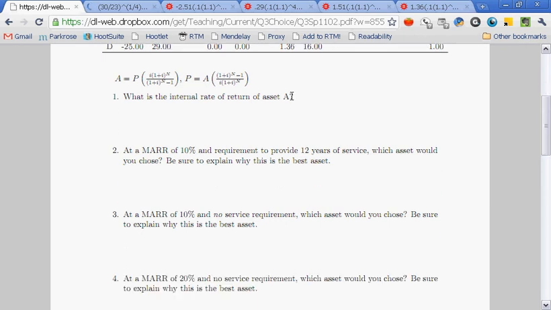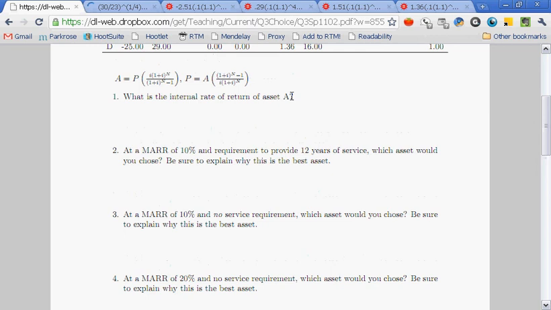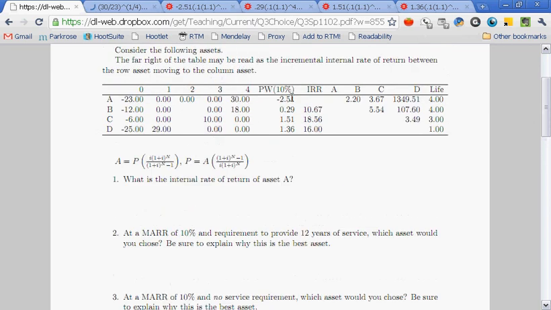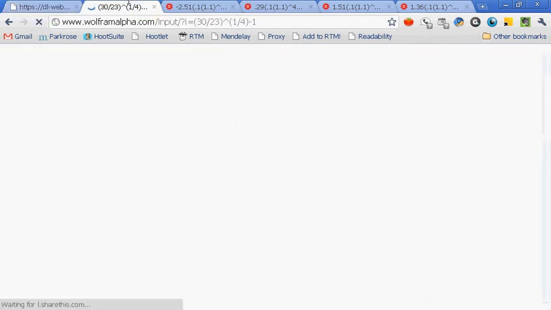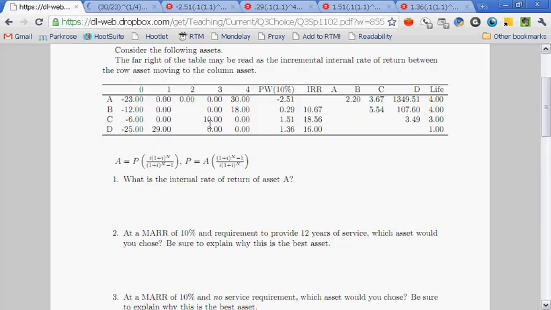As in the previous quiz, question 4, where we raise the internal rate of return to 20%, doesn't exactly give us very many options. Because all these internal rates of return that we have right here, including A that we just calculated at 6.8%, are all below 20. So actually none of these are acceptable assets at a 20% minimum acceptable rate of return.